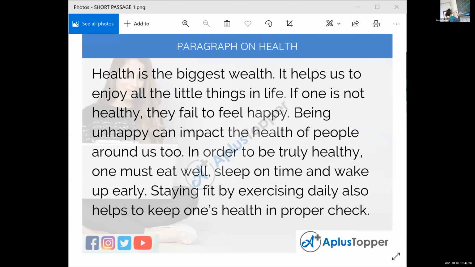okay, we'll just look at this passage. Can you see the board? Yes? Okay, fine. So this is a paragraph on health.